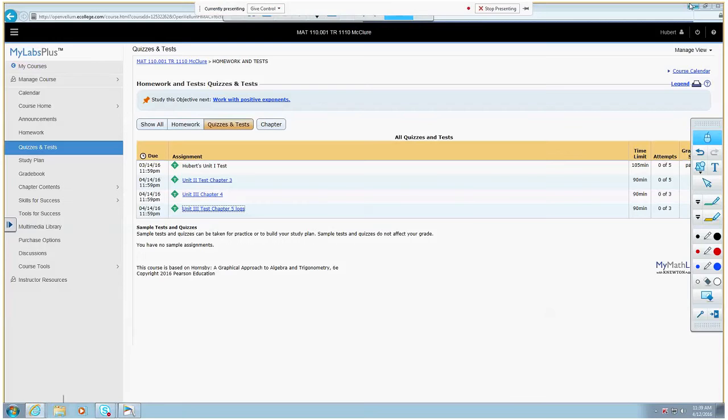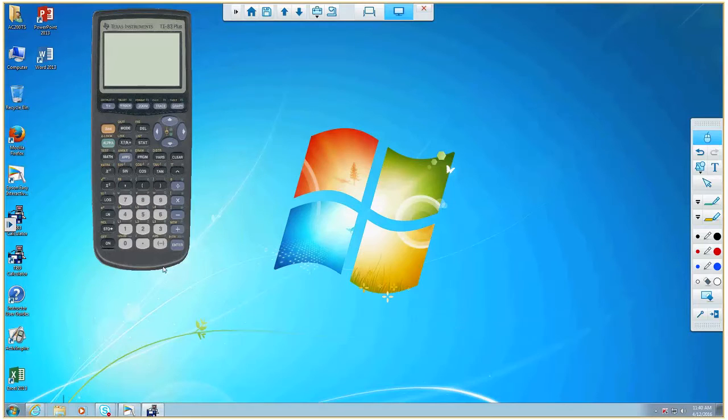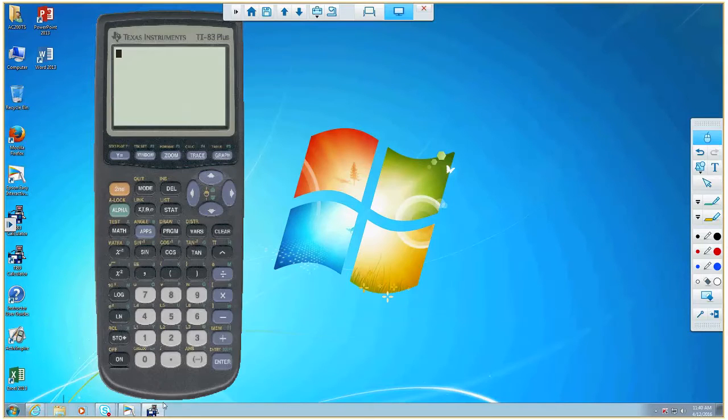Let me go pull it up for you. y is equal to, I don't forget what it was. What is it? 9 to the x. And then you might have to zoom it out a little bit or zoom in. There you go. That's the gist of it.